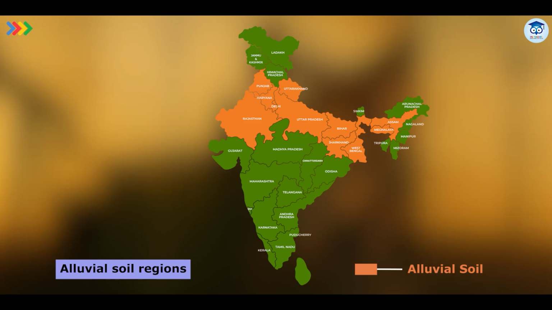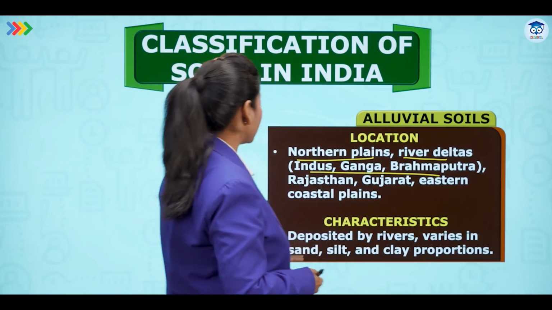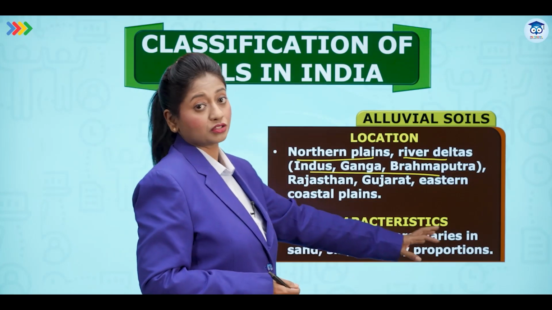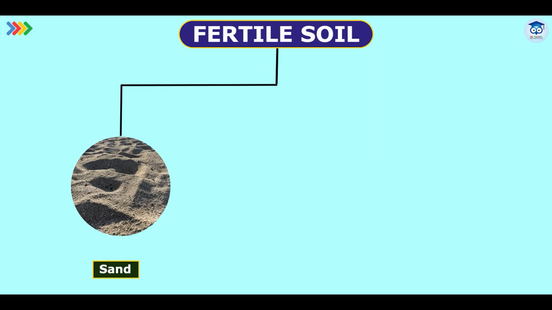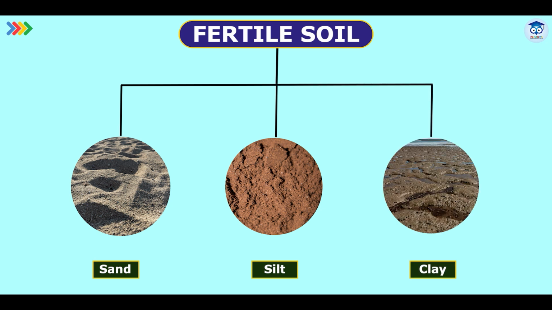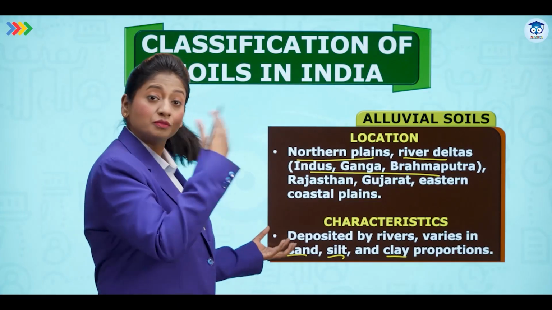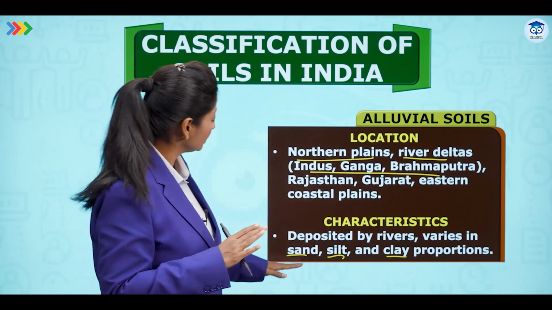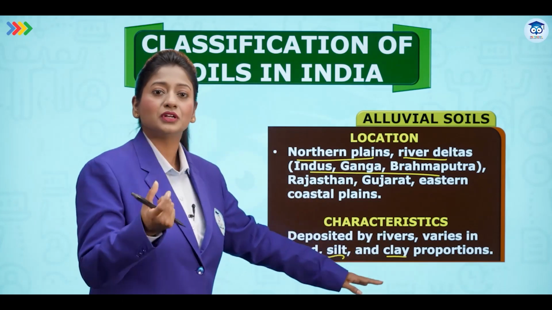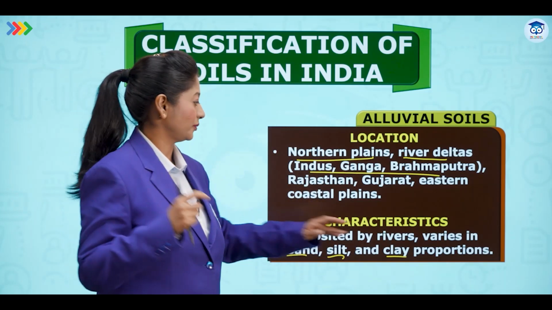Characteristics over here: deposited by rivers, it varies in sand, silt and clay proportions. For soil to be fertile, there are three major components: sand, silt and clay. The soil which has more silt and clay and less sand will be more fertile. Alright, if the sand is more, and silt and clay is less, the soil will not be that fertile. So these are the three main components of a soil which matter a lot.